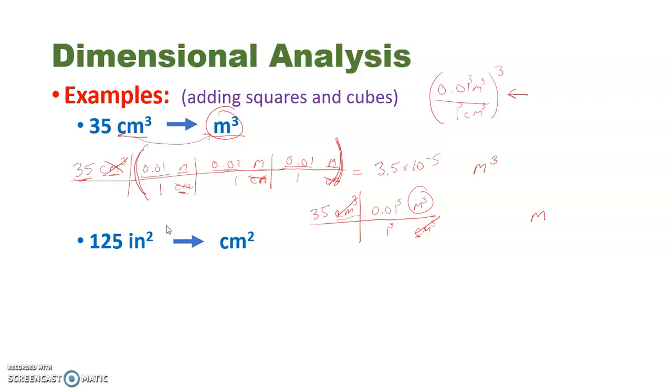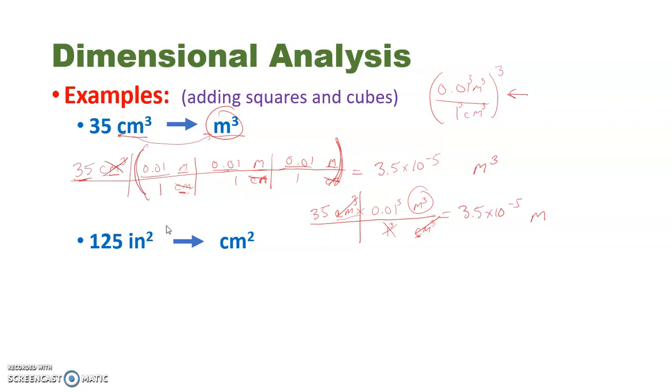And now what you do in your calculator is do 35 times this cubed, 0.01 cubed. And 1 cubed is still, who cares? You can divide by 1,000,000 ones and it won't make a difference. So you'll still get the same answer.